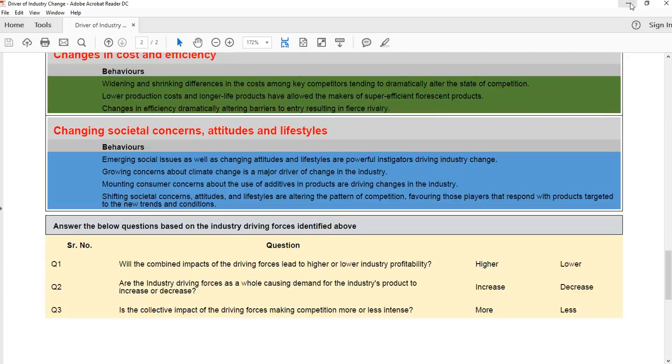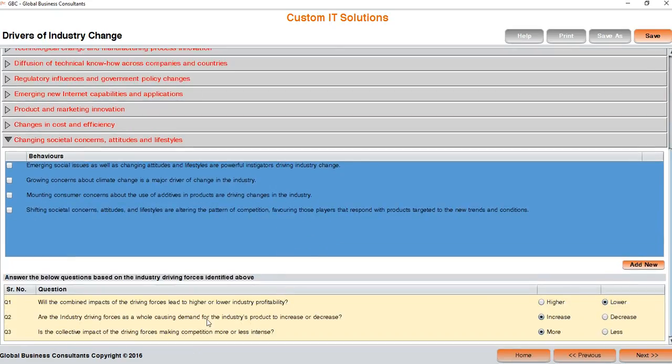Using my analysis, I'm going to answer these three simple questions. First, will the combined impacts of the driving forces lead to higher or lower industry profitability? I'm going to say no, because of the amount of competition, rivalry, and cross-border operating of small businesses that can now operate locally through the internet.